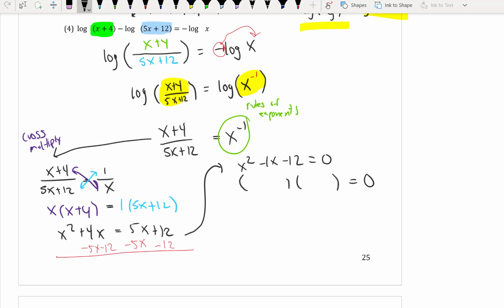From here, I'm going to factor. You can use the AC method, or you can use guess and check. Here, if I have 12, I'm going to get a 3 and a 4. And it would be a negative 4 and a positive 3 to add to a negative 1 and multiply to a negative 12. So I have x is equal to a negative 3 and x is equal to a positive 4. But remember, don't forget to check your solutions. So I'm going to go ahead and plug this into my calculator.